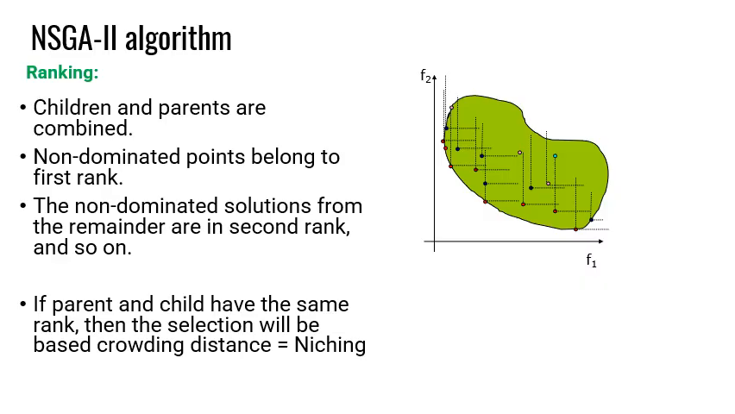An important consideration in case of ties is the selection based on crowding distance, a technique known as niching. If a parent and child have the same rank, their selection is determined by their crowding distance, which measures how close solutions are to their neighbors. This additional step helps maintain diversity in the population, preventing premature convergence to specific regions of the solution space. This is what we will see in the next slides.